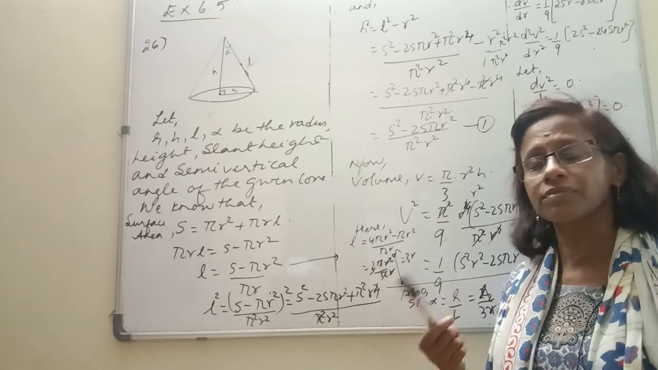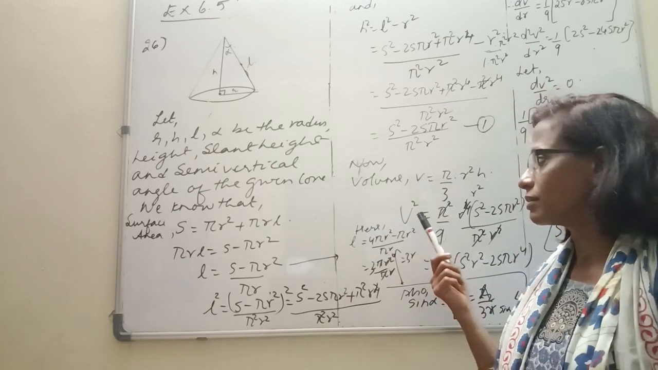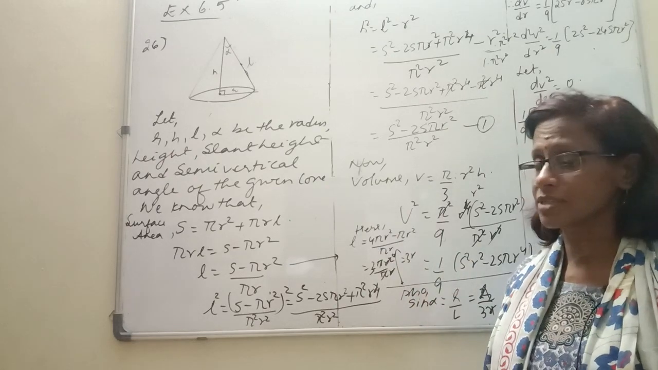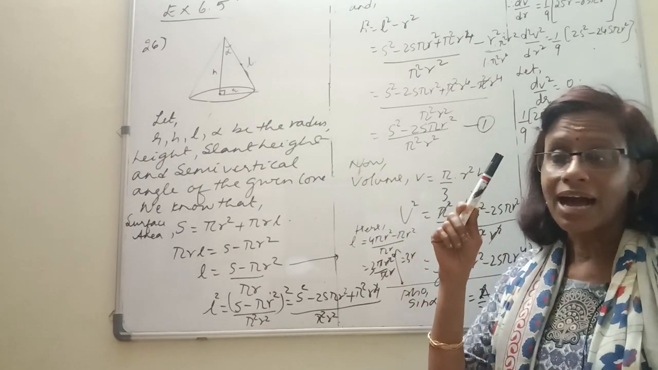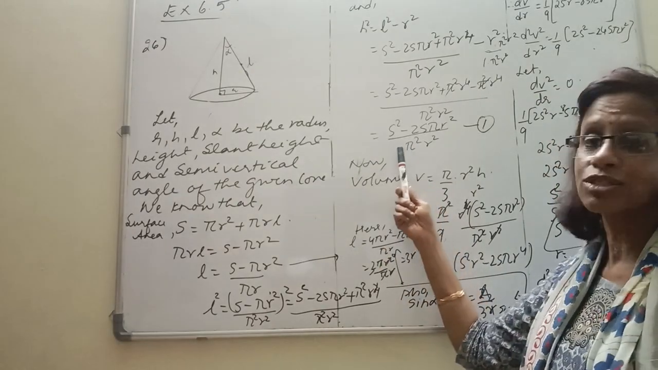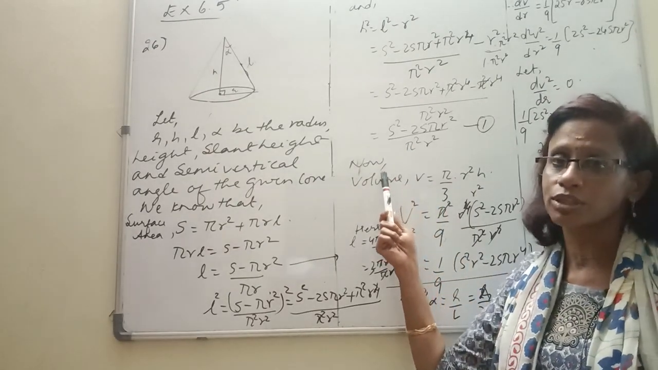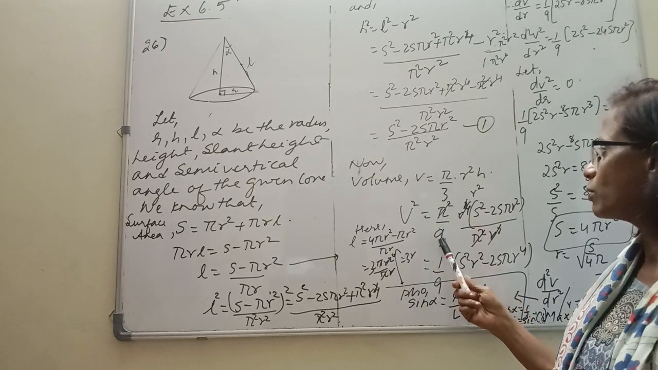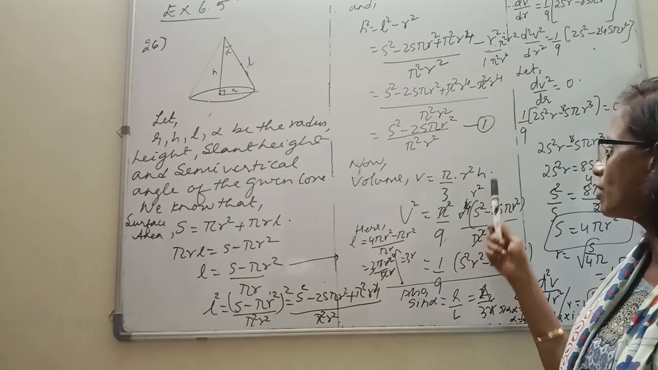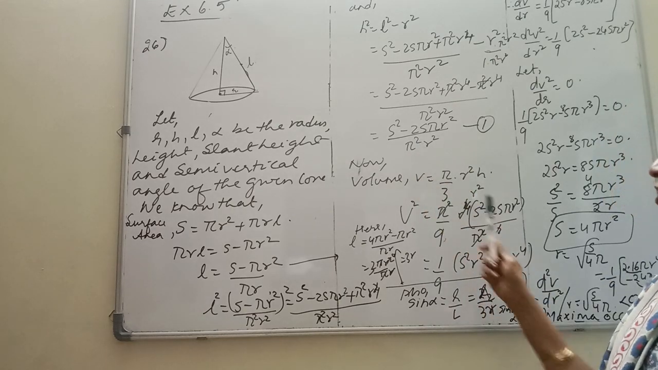The square function will behave exactly the same as the function as far as derivatives are concerned. So we go for the square, keeping in mind that H is going to be a square root. Since we don't want the square root, we square it. So we are getting V squared as pi squared over 9 R raised to 4 and H squared. H squared expression you have.